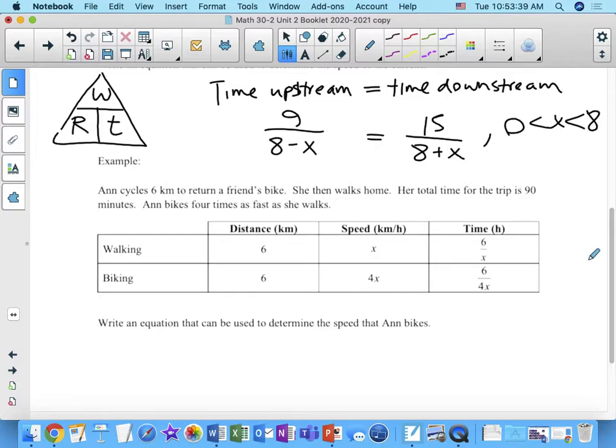Why does it make sense that biking is 4x? Yes, 4 times the speed she walks. Because we're told that she bikes 4 times as fast as she walks. Okay, so this is 4x.